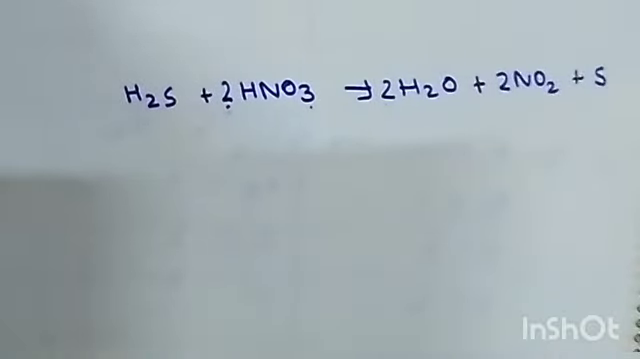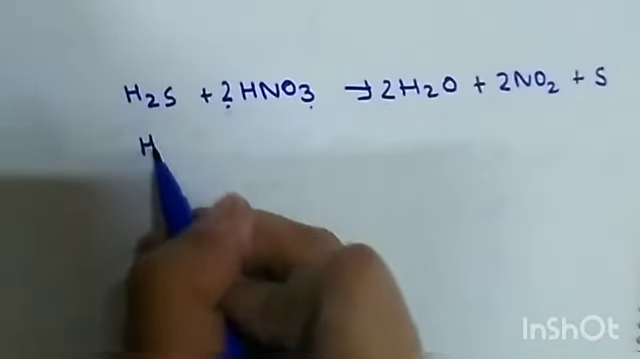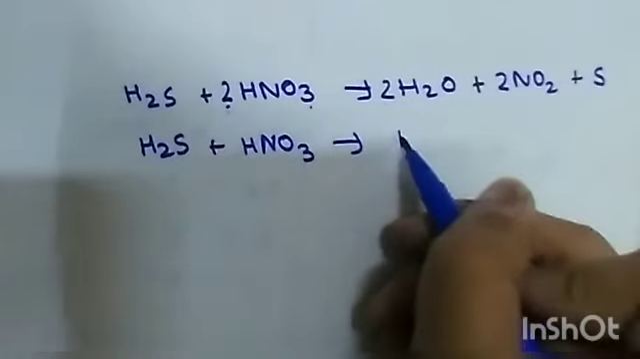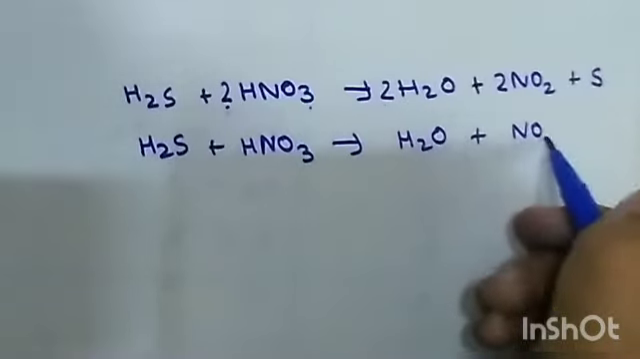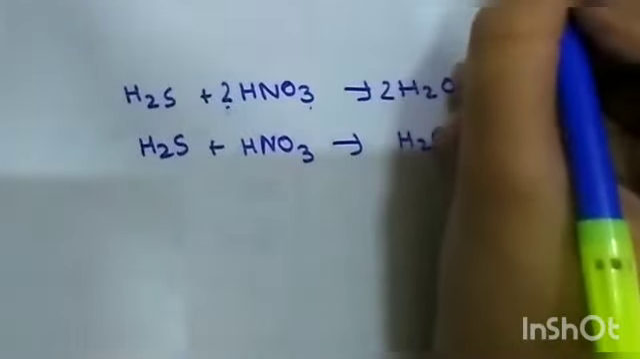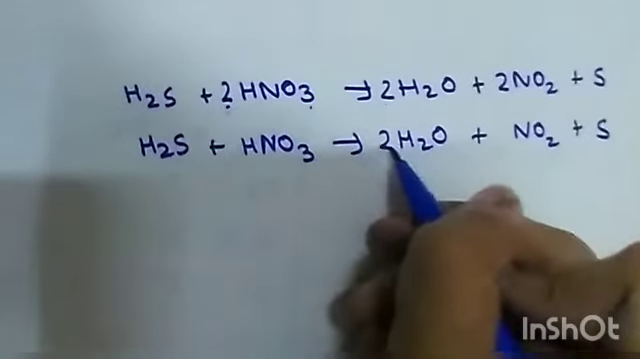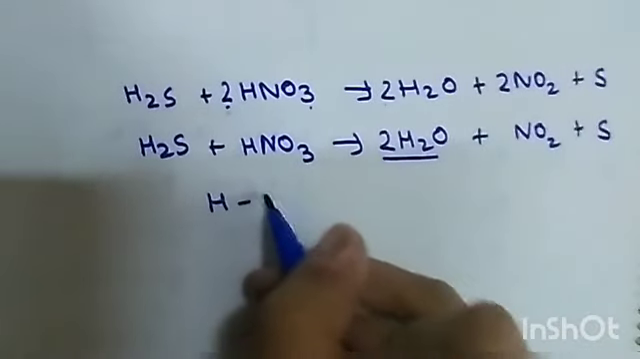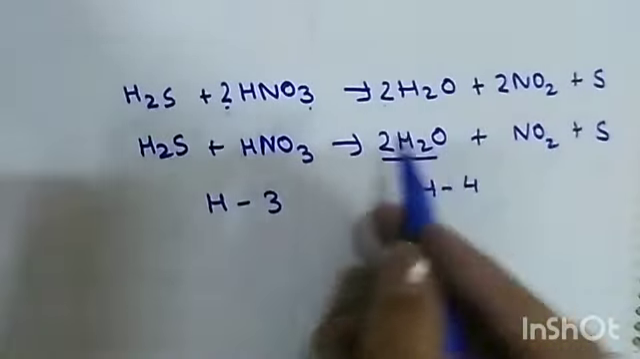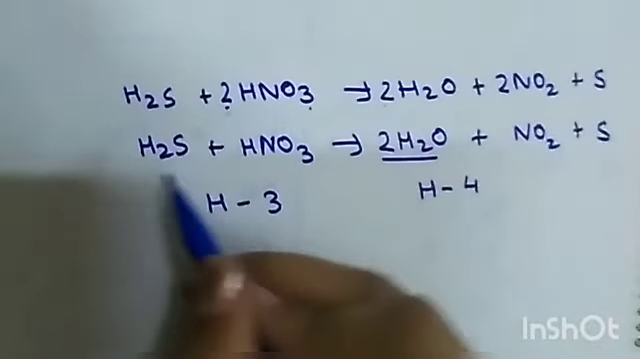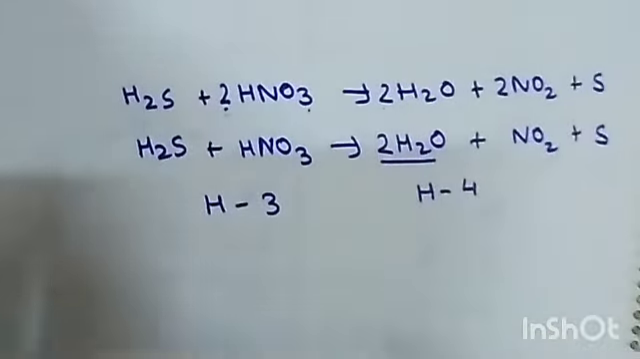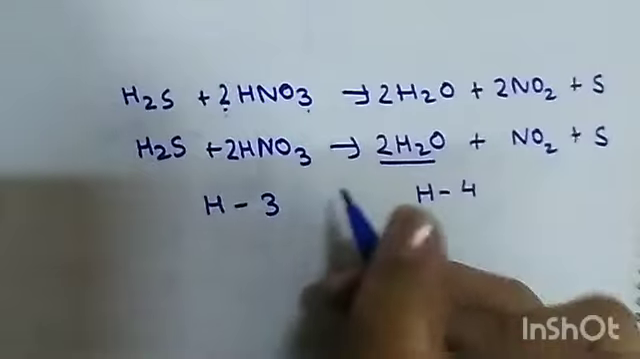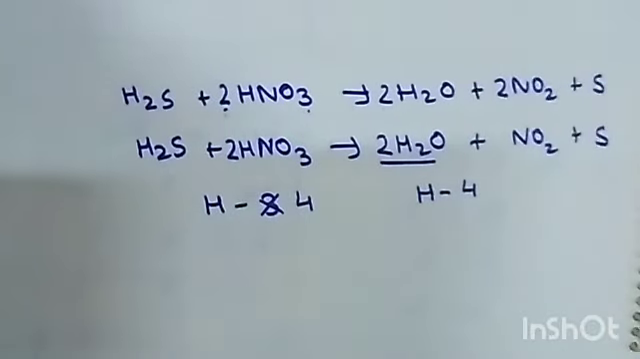Let's see how. I will tell you what I did. First, I will write it again: H2S plus HNO3, which gives you H2O plus NO2 plus S. Your hydrogen was 2 and your hydrogen was 3, so I multiplied by 2 over here. That was the first step. When I multiplied, H here was 3 and here H was 4. Now I did not want to change this, because if I changed it, the sulfur would also change. So then I multiplied by 2 here. Now H is 2 and 2, so H is 4. H is balanced.